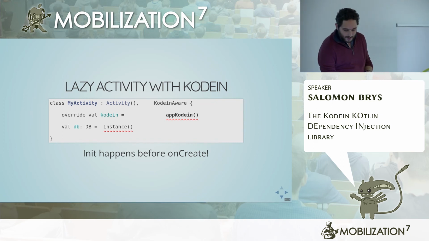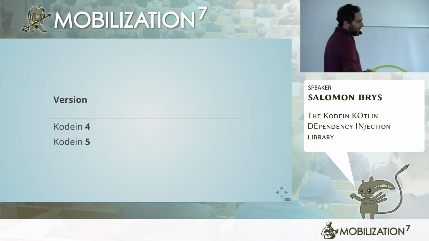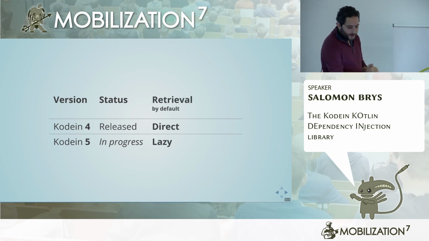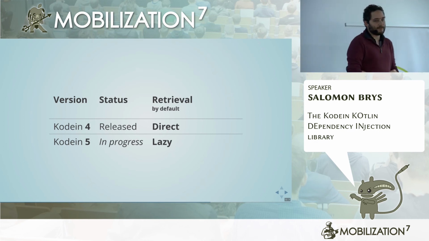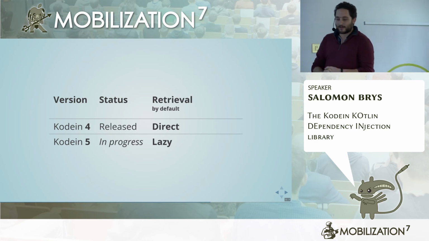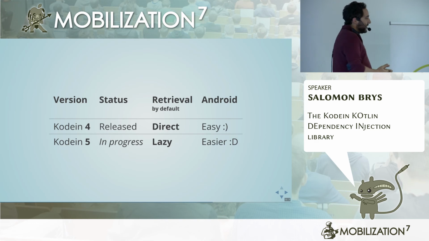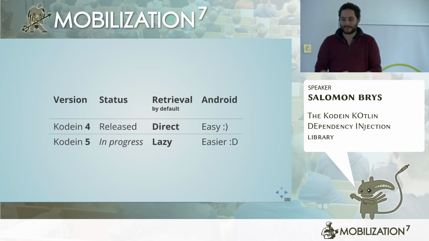But before we fill in the blank, I want to attract your attention to the fact that I'm speaking about Kodein 4. Kodein 4 is the released version. Kodein 5 is currently being developed. It's in progress. And there's a big difference between Kodein 4 and Kodein 5. Kodein 4 is direct by default, while Kodein 5 is lazy by default. Which means that what I'm showing you today is not necessary in Kodein 5, but right now it is. And developing for Android in Kodein 4 is easy, but in Kodein 5 it will be even easier.